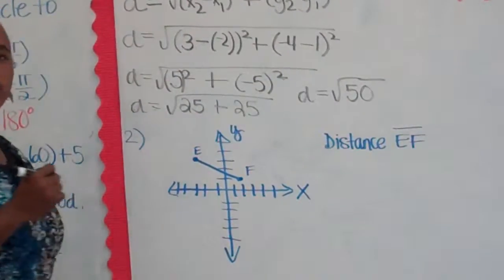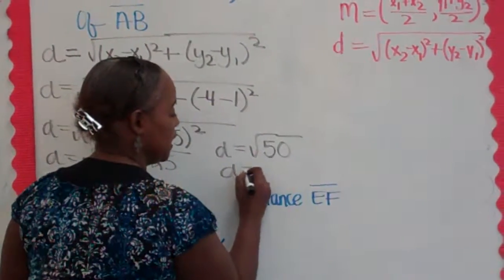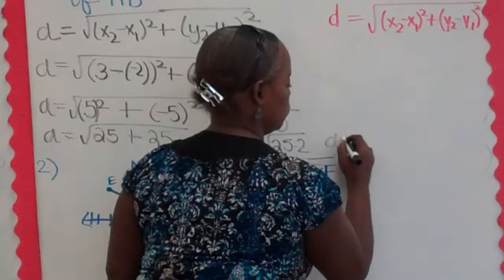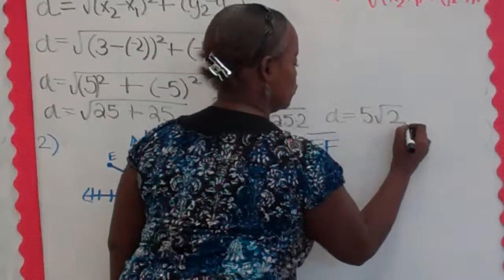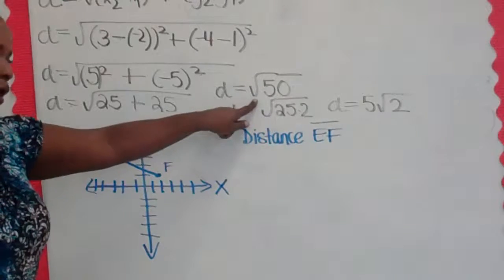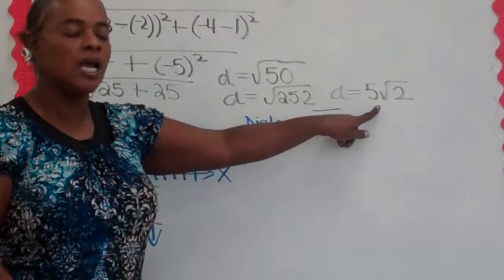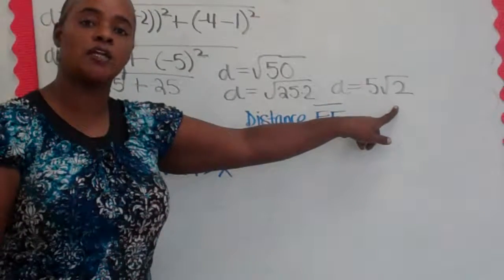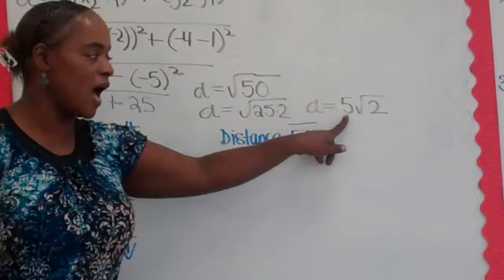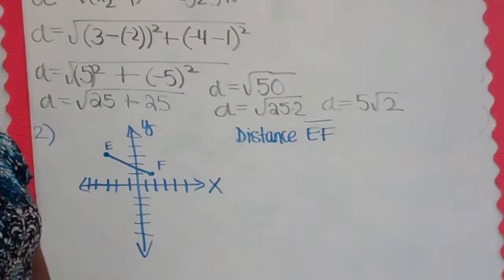Now, if you know how to break a radical down, then you can break this radical down into D equals the square root of 25 times 2, and then have D equals 5 radical 2. So again, the answer is D equals the square root of 50, and if you break the radical down, you get D equals 5 radical 2. Now, you can punch that in the calculator and get a decimal approximation for your distance. You would just type in 5 radical 2, hit enter, and it'll give you a decimal approximation.